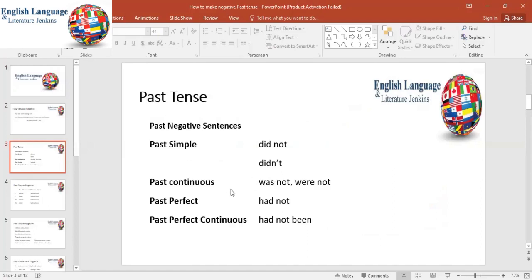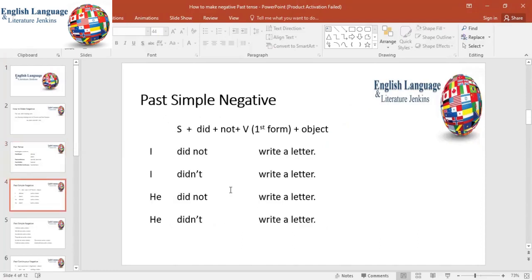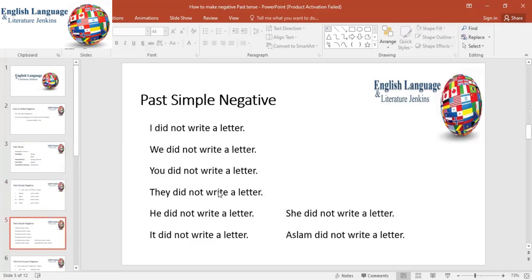Past continuous, was not, were not. Past perfect, had not. Past perfect continuous, had not been. Past simple negative, we use did not, with the first form of the verb, to make negative sentences. I did not, he did not. These are the examples of past simple negative.